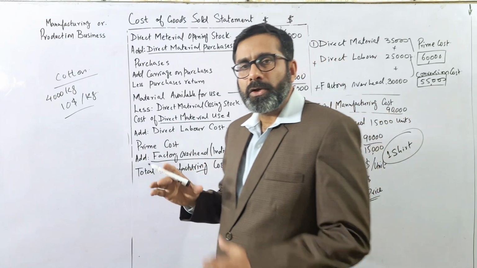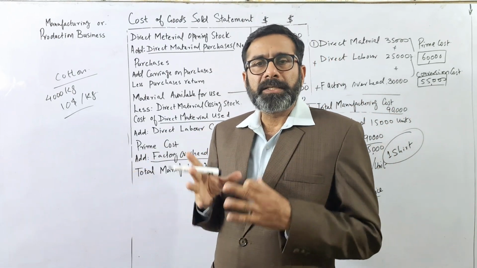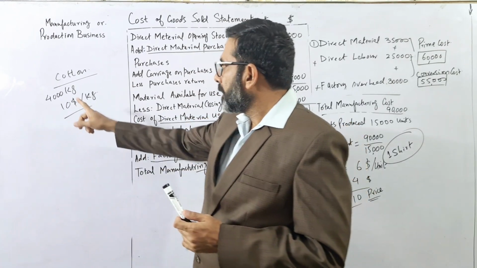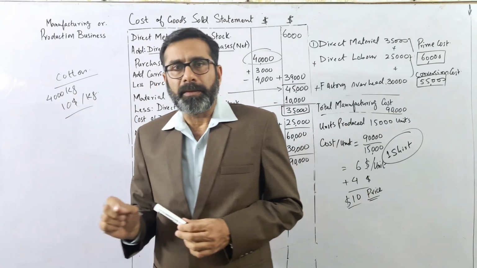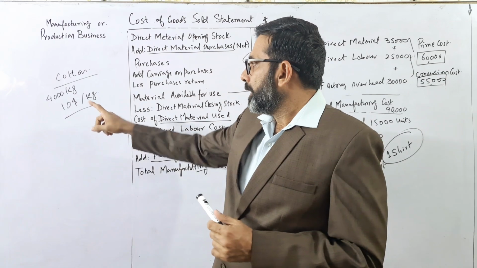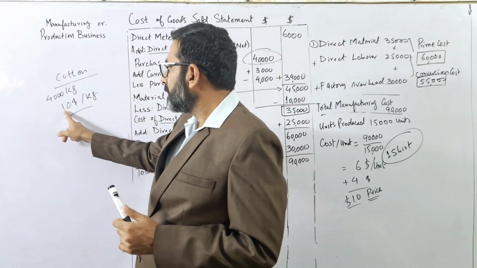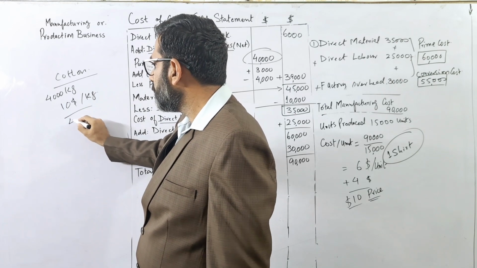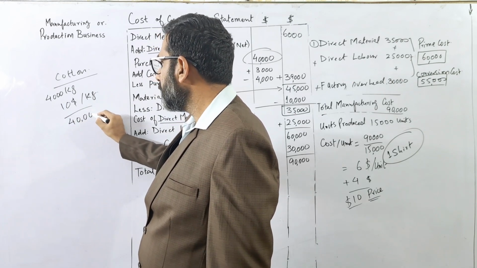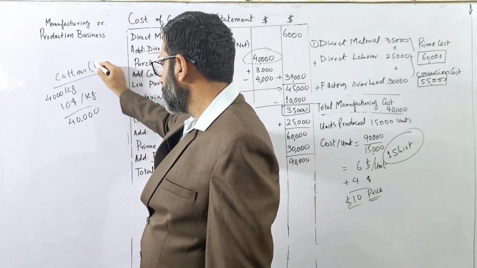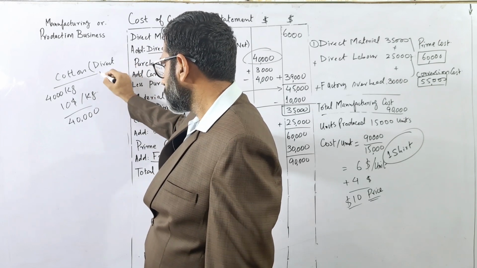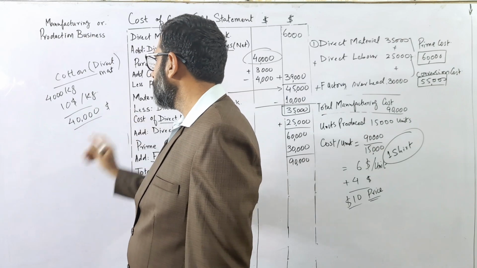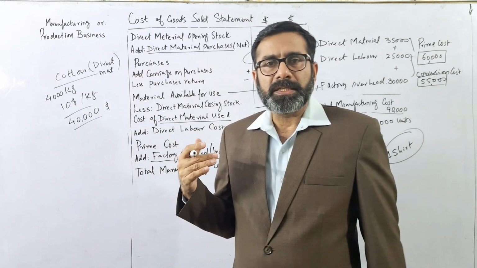So this is the cost of total purchases. How much have they purchased? They have purchased 4,000 kilograms. Okay, and the cost of 1 kilogram is how much? That is $10. It means the total cotton purchases as a raw material. So this is what? This is the direct material. So it is $40,000. It is the total purchase value.